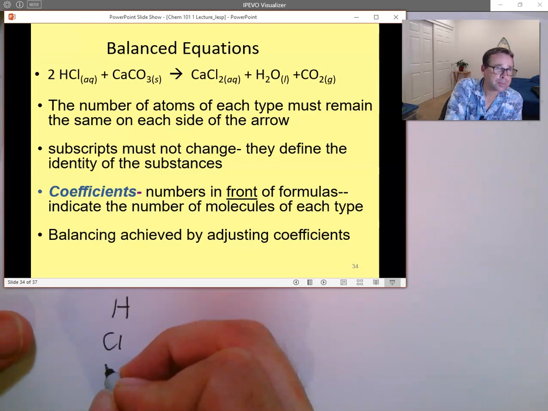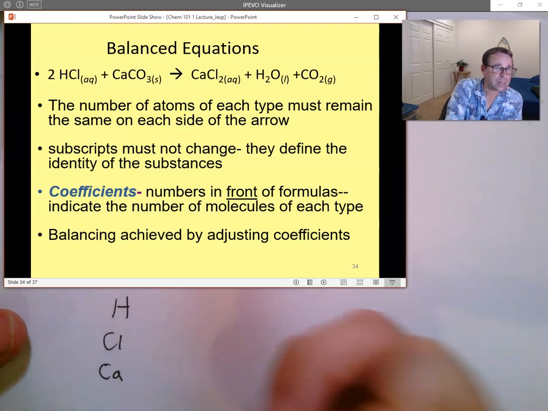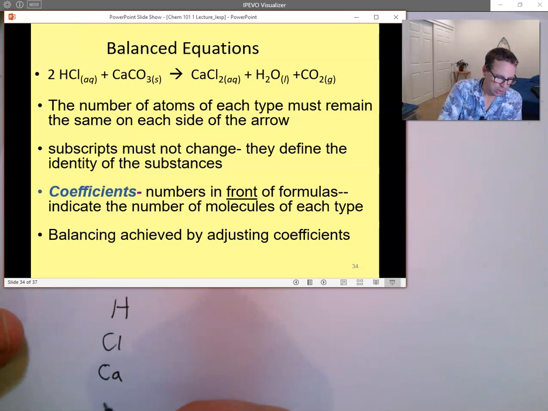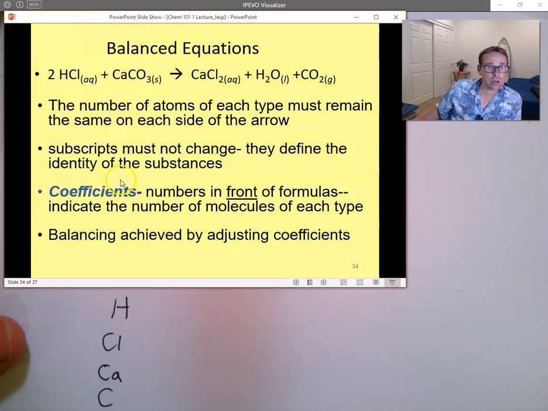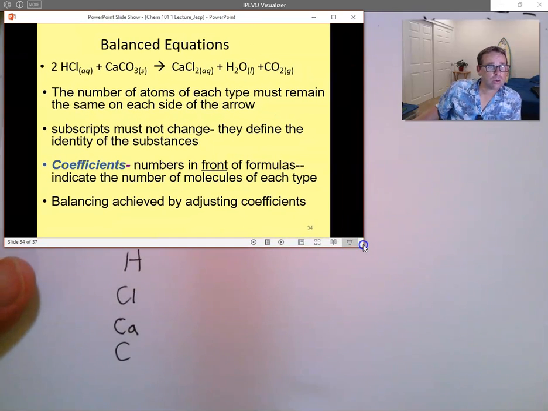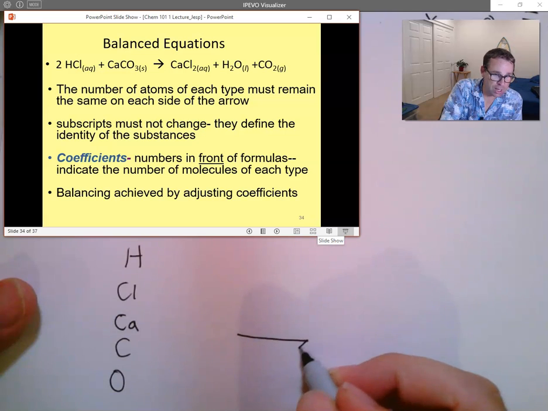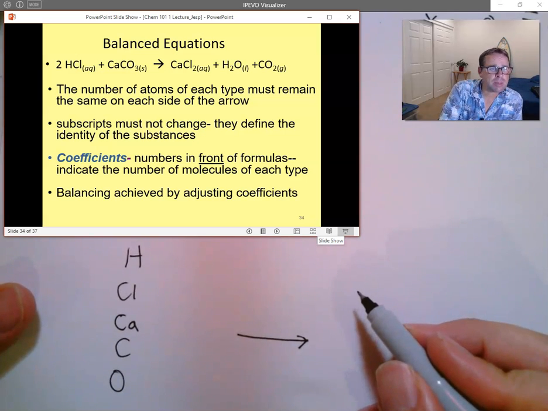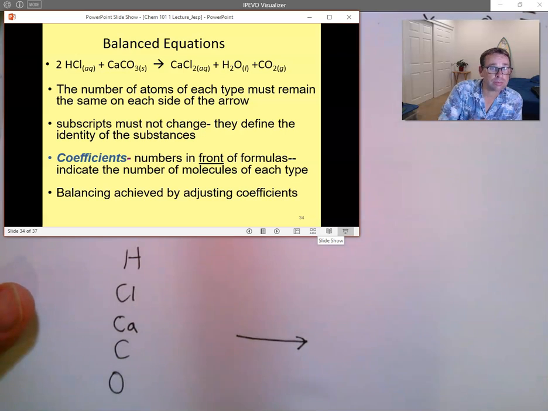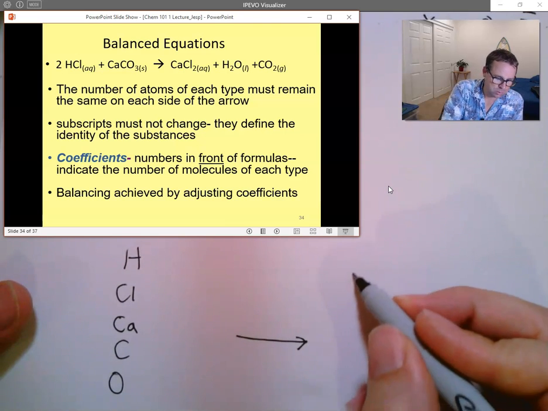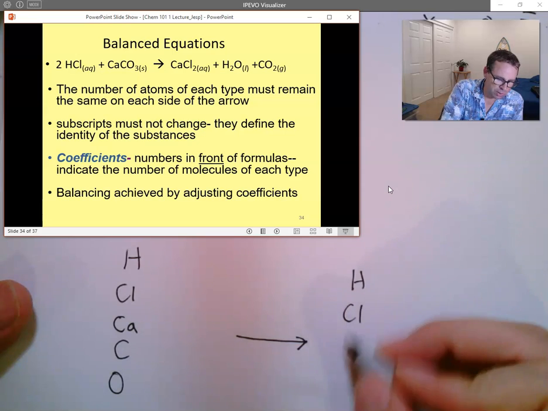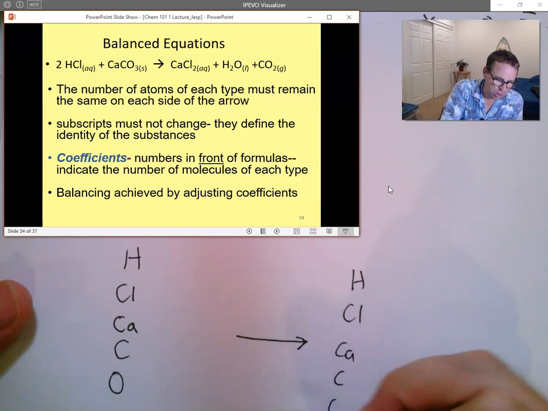Ca. Do you know what Ca is? Calcium. Calcium. The C all by itself, that's what? That's carbon. And then we have O. What is O? Oxygen. Very good. And then the reaction occurs. Now, do we have the same elements on the right side of the equation? We should, right? Yeah. We have hydrogen, chlorine, calcium, carbon, and oxygen.